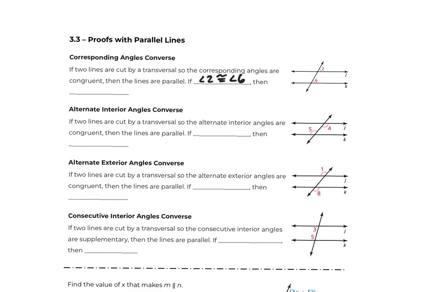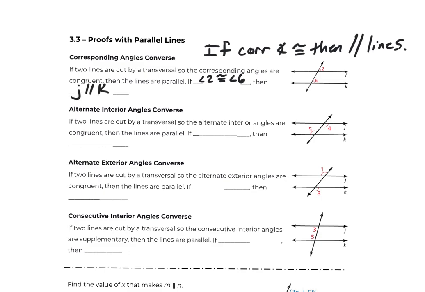So if angle 2 and angle 6 are congruent, what kind of angles are they? The corresponding, right? And so really what this statement is saying is, if corresponding angles are congruent, then we have parallel lines, okay? So I'm just shortening that down into a real quick statement. If corresponding angles are congruent, then we have parallel lines. So therefore, because those two angles are congruent, we can now say J is parallel to K. Okay, and all of these are going to be very similar, okay?